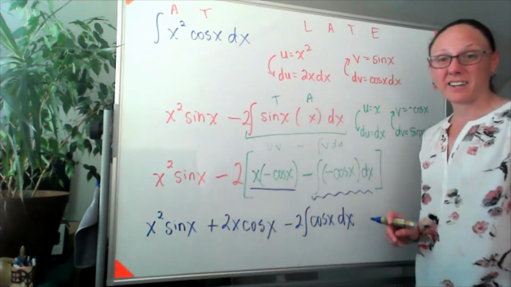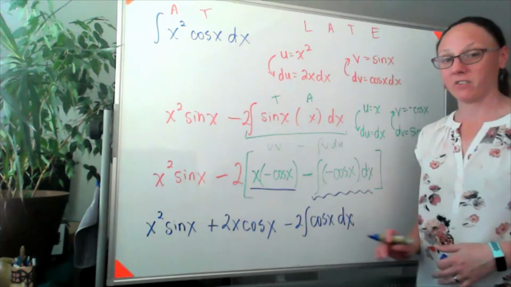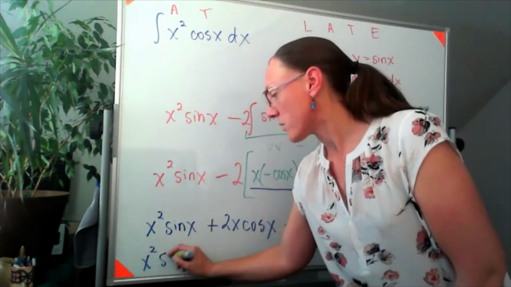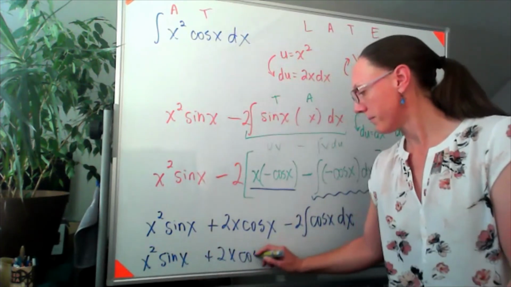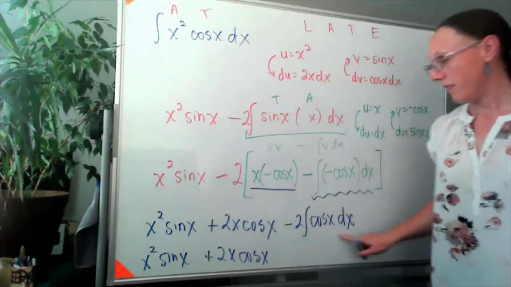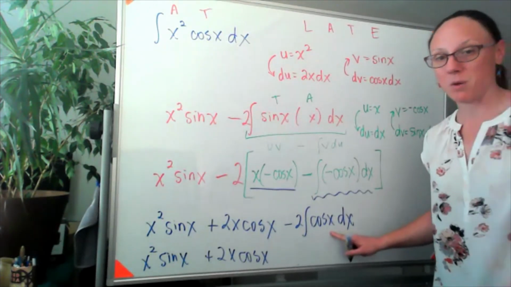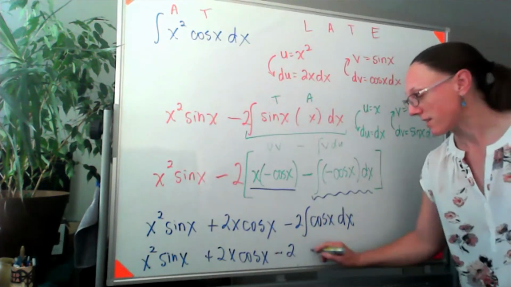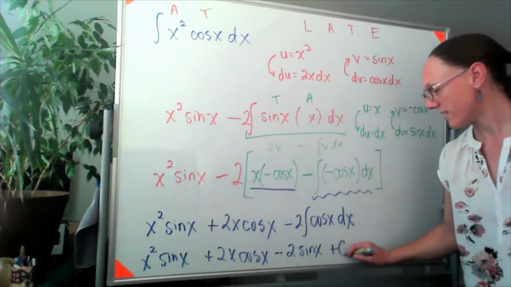There aren't any additional simplifications that I can make, so I'm ready to find that final antiderivative. So copying all these parts down because we're already done with those. They were part of our formula. The function whose derivative is cosine is positive sine. So I'm going to end up with negative 2 times positive sine of x plus c.